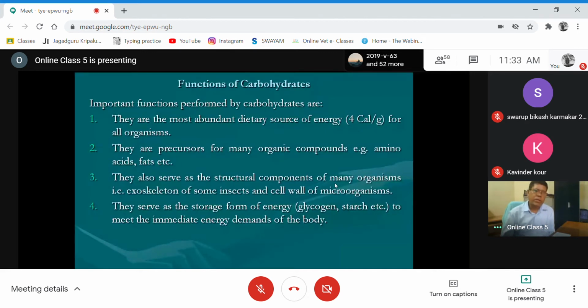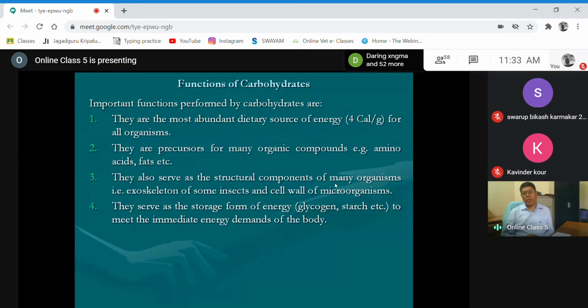Fourth, they serve as the storage form of energy. Say suppose we are taking food now. What we are taking now has to be reserved. Say after 2 hours we may need the energy. So from where will this energy come? Energy will come from the stored energy. So these carbohydrates also act as a storage form of energy. The example is glycogen in the case of animals, and starch in the case of plants, to meet the immediate energy demands of the body. So these are broadly the functions that are performed by the carbohydrates.